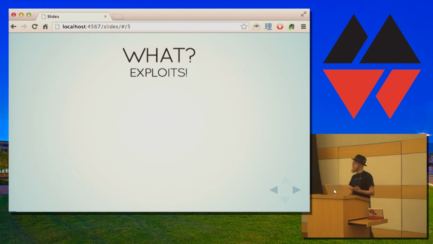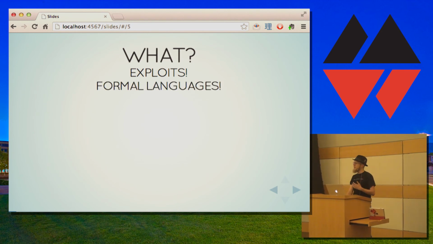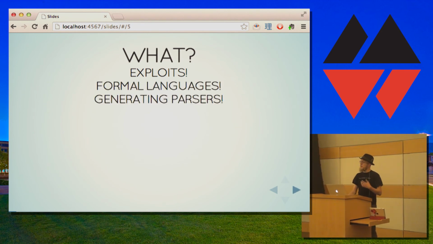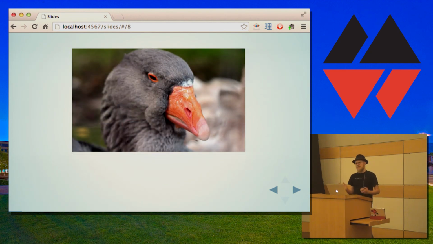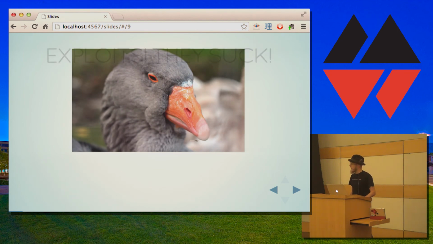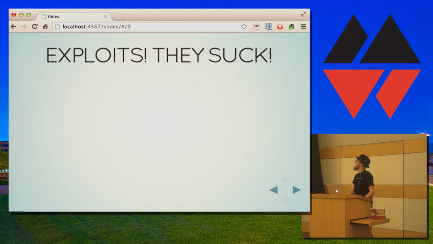I'm going to explain what exploits are, and talk about how they relate to formal languages, and then talk about how you want to generate parsers to deal with those formal languages, because that's awesome. And also, there will be pictures of ducks and geese to sort of represent, it's like duck, duck, deuce. Good, good, bad.